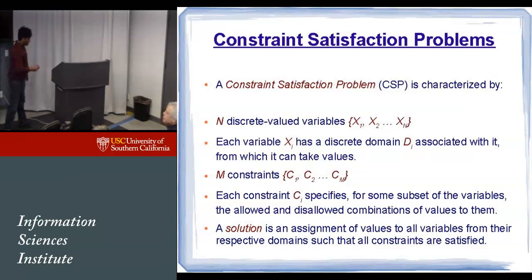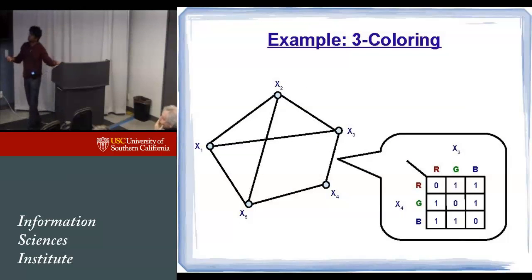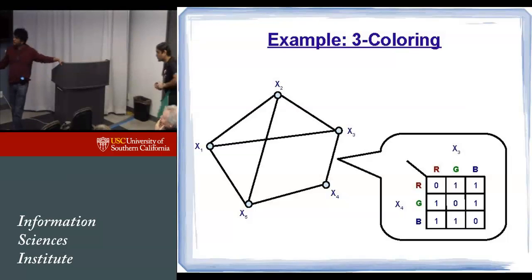Let's look at an example: the 3 coloring problem. How can that be modeled as a CSP? We are given an undirected graph like this, and we need to color the nodes of the graph using one of 3 colors, red, green, or blue, such that no 2 adjacent nodes get the same color. The way we model this as a CSP is that every time I have a node, I create a corresponding variable. Its domain is just the set of colors I can use: red, green, and blue.